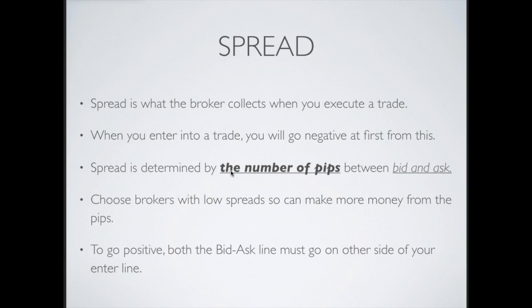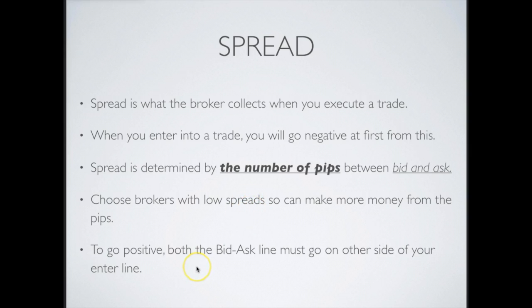So we say choose brokers with low spreads so you can make more money from the pips. It's just like if you're trying to buy tickets to a sports game or a concert. You look at various places to buy the tickets, which would be the broker, like Ticketmaster or Vivid Seats or Golden Ticket, anything like that. That's the broker, and you're trying to look for the lowest price. The lowest price would be the lowest spread.